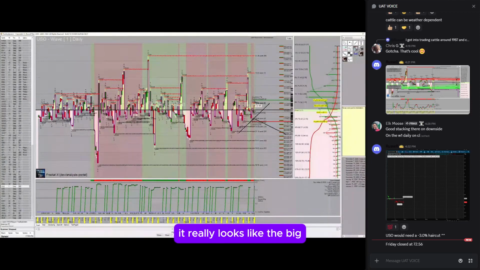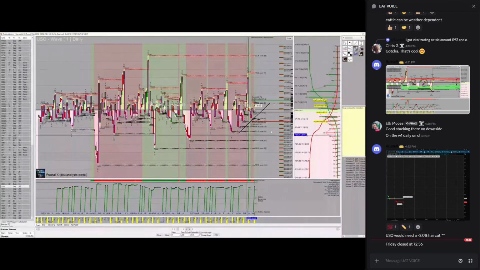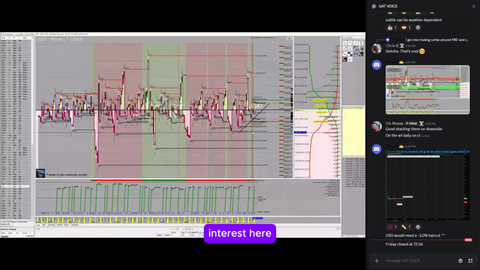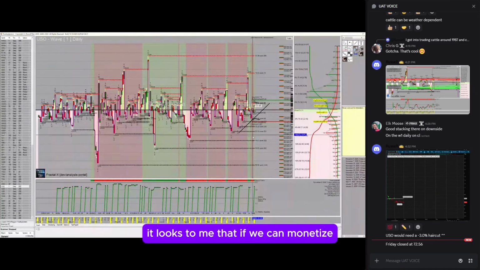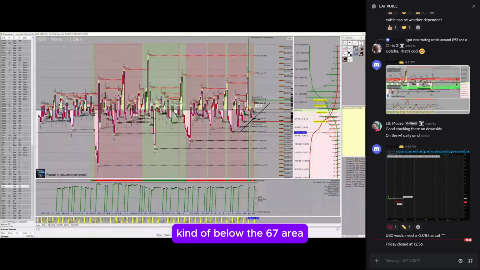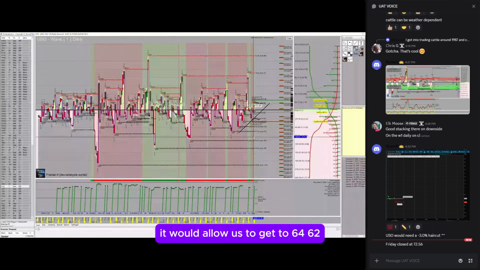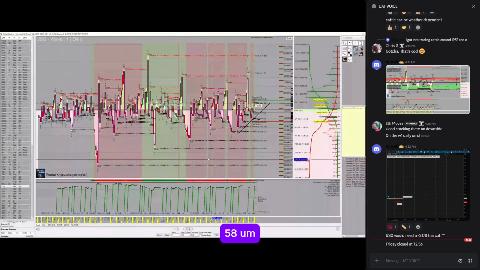It really looks like the big 2 levels of interest to ignite an open state sweep, meaning that this $70 put can go to potentially $500 to $1,000 a contract. What we really need is 2 things: A, to maintain below the average strike put here, and B, we need to monetize this massive 67 put interest here. It looks to me that if we can monetize this, and you can see it correlates to this last line of defense at below the 67 area, it would allow us to get to 64, 62, 58.